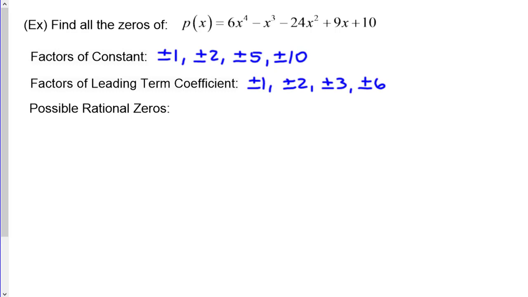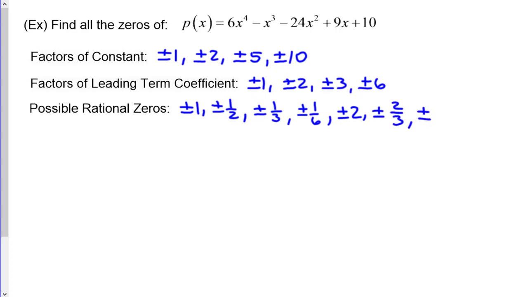If I take all the factors of the constant divided by all the factors of the leading term coefficient, I'm going to get my list of possible rational zeros. So 1 over 1 could be 1. 1 over 2 could be 1/2. 1 over 3 could be 1/3. 1 over 6, so 1/6. 2 over 1 could be 2. 2 over 2 is 1, so that's already in there. 2 over 3 is 2/3. And 2 over 6 would be 1/3, and that's already contained, so I don't need to list that again.